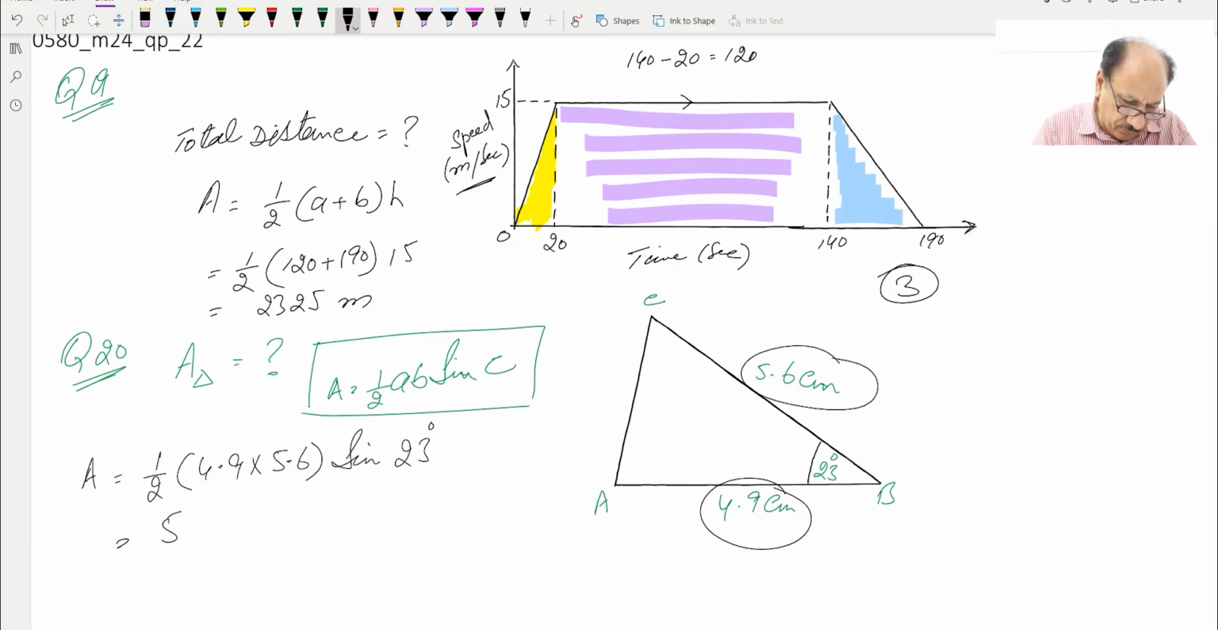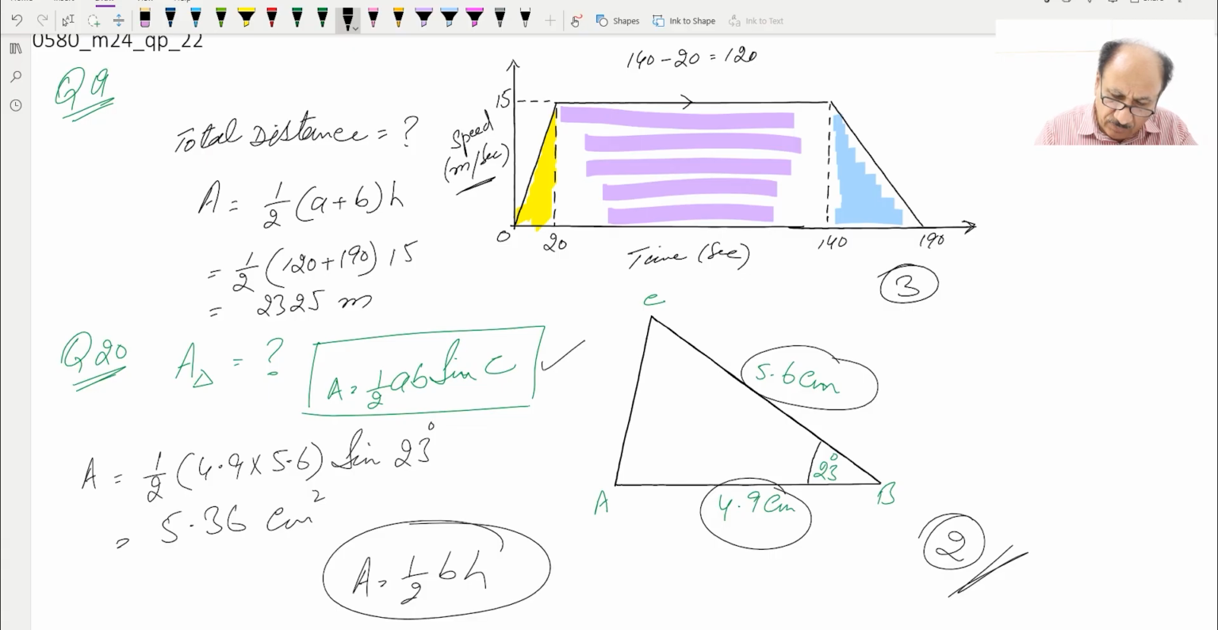So this will be equal to 5.36 centimeters square. This will be the answer, and this is for 2 marks, which is done. This question number 20 was easy and straightforward. You just need to apply the area formula. Keep in mind, one area of triangle formula is this one, and the other is area equal to half into base into height. If angle is not provided and perpendicular height is given, then you can use this formula. And if angle is provided and perpendicular height is not provided, two sides are given and the angle is given, then you can use the formula which we have used in this question. So formulas are very important. The formulas you need to memorize.